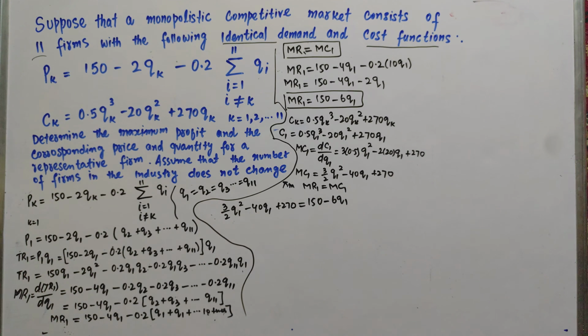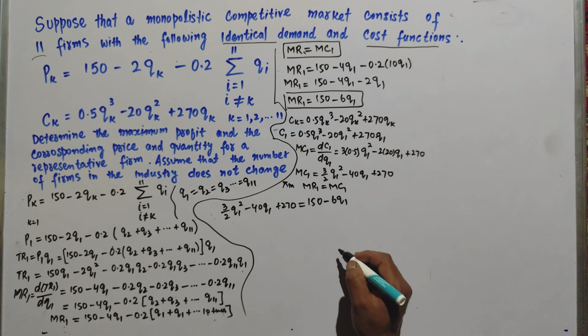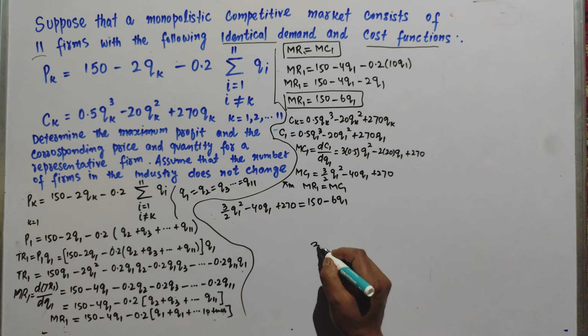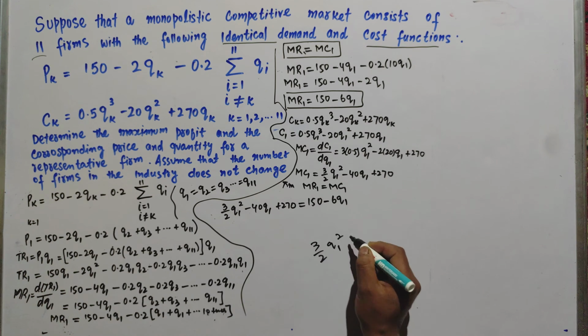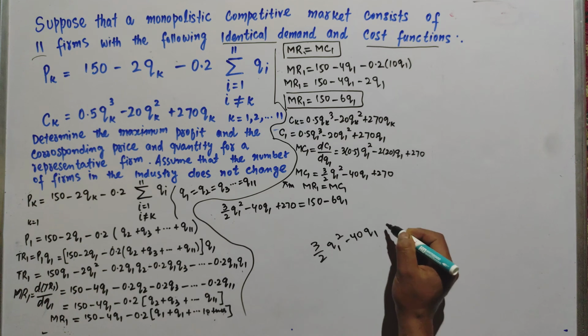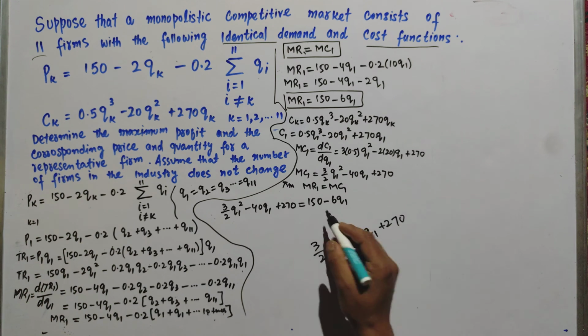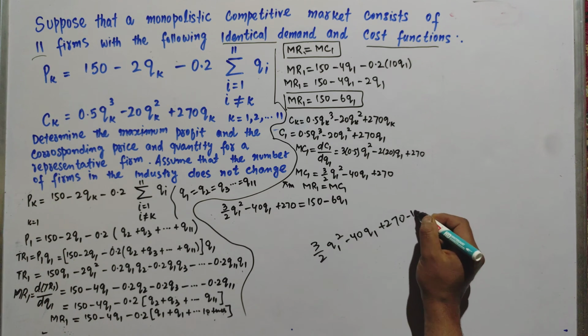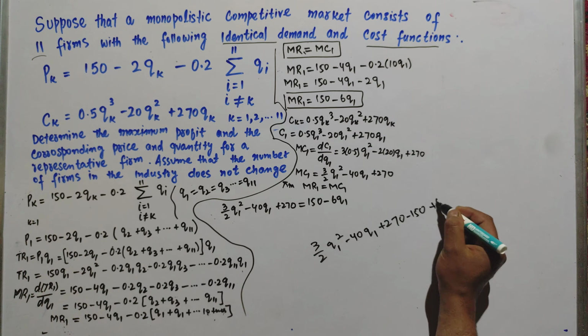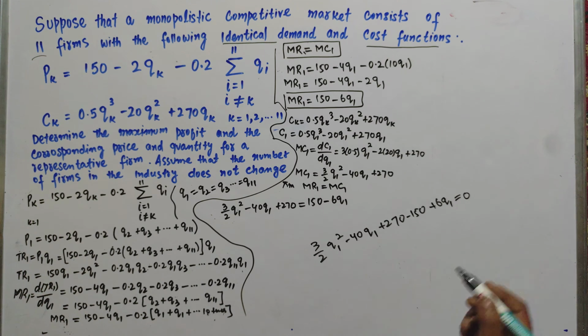Okay, doing this, what will we get? So let us solve it here. In this equation, first we have 3 upon 2 Q1 square minus 40 Q1 plus 270, transposing these terms, so it becomes minus 150, this becomes plus 6 Q1, which will be equal to 0.